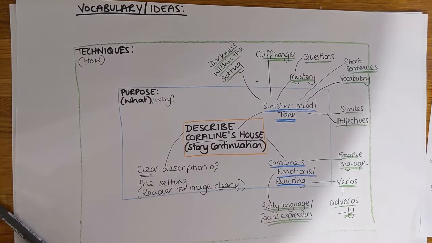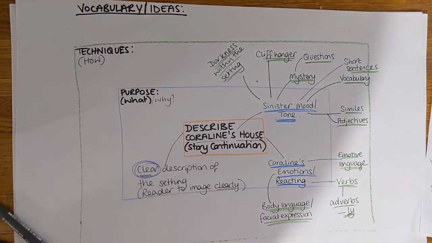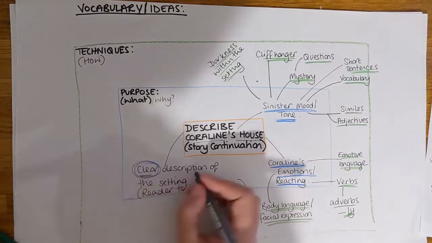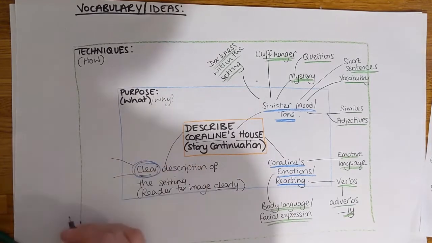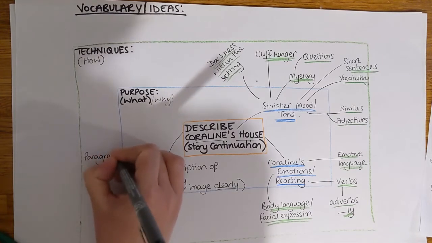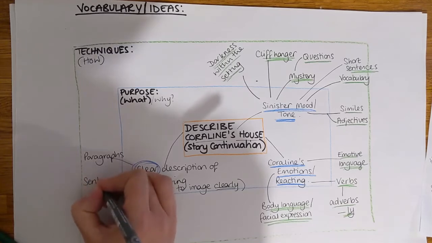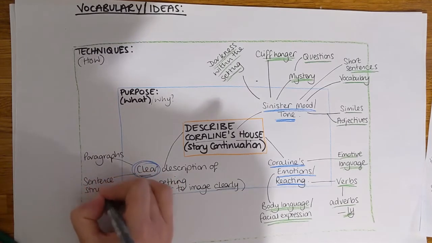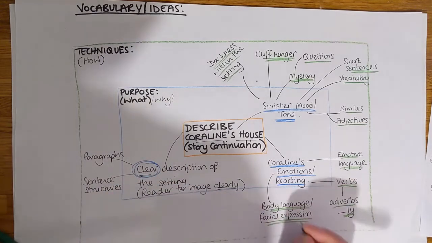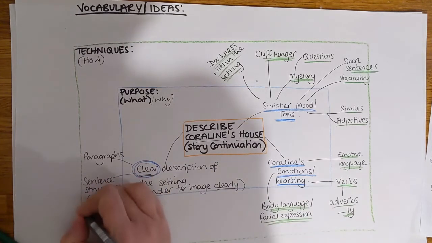Now we're going to move on to thinking about how to create a clear description of the setting. Now, clear description and clarity falls into the category of thinking about paragraphs. It's got to be in clear, well-structured paragraphs. Okay, and again, the same thing with sentence structures. If you're writing the continuation of the story, then you need to make sure that it is in clear sentences.